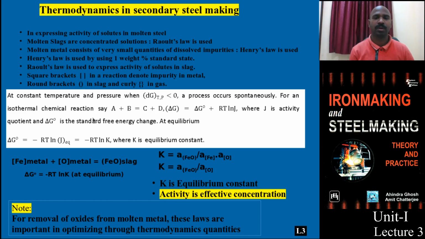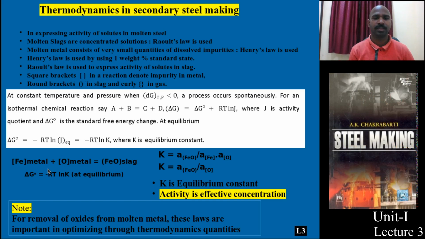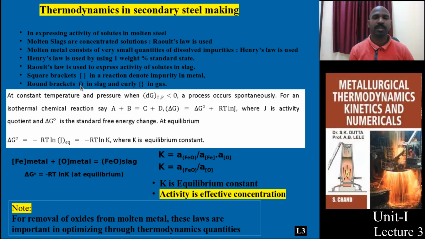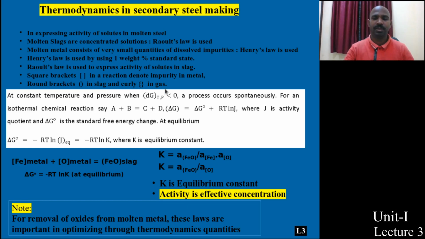If a species in a chemical reaction is shown in square brackets, it denotes that the impurity is dissolved in hot metal. If it is in simple round brackets, the impurity is dissolved in slag. If it is in round brackets with a gas notation, the impurity has gone into the gases.